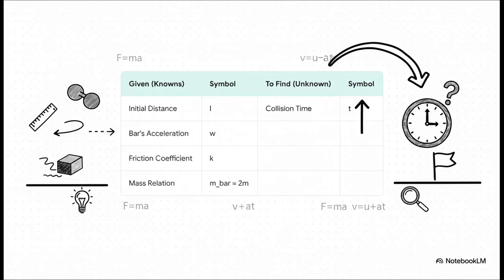Before we write a single equation, the best first step is always to get organized. What do we actually know? We've got the starting distance, L, the bar's acceleration, W, the friction coefficient, K, and the fact that the bar's mass is double the motor's. And what are we trying to find? Just one thing, the time t until they collide. Laying it out like this just makes everything so much clearer from the start.